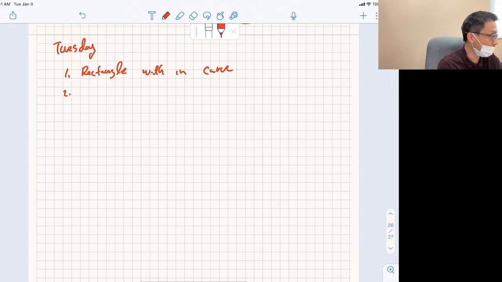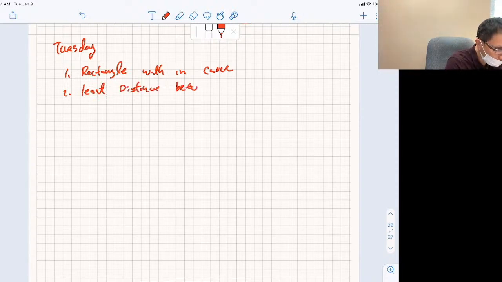The second question I'm going to ask is the least distance from a point to the curve. The smallest distance, sorry, the least distance between a point and the curve.